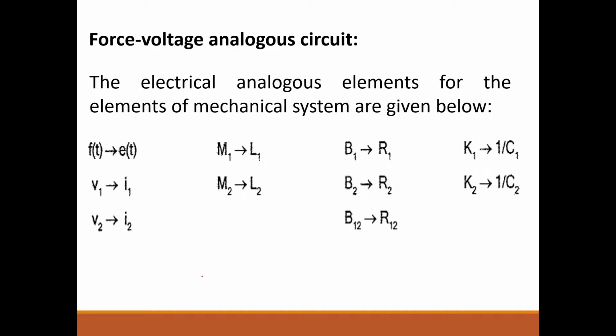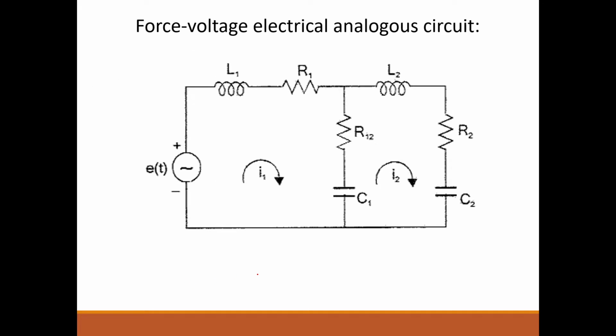Now let us design the circuit. Let us design the force voltage electrical analogous circuit. First of all, in your mechanical system, how many masses were there? Two masses were there, isn't it? Therefore, in your electrical system, since it is a force voltage analogous system, you will apply Kirchhoff's voltage law. So there will be two meshes. Two masses means two meshes.